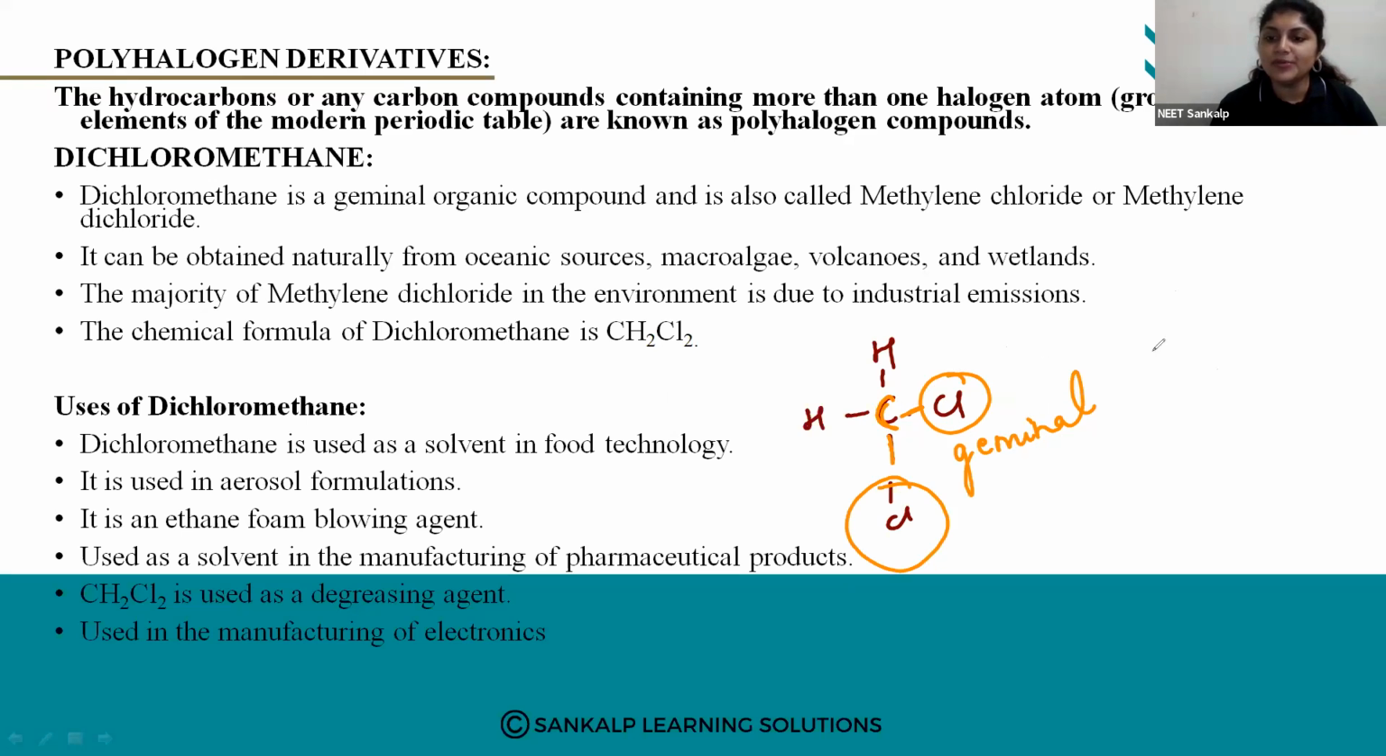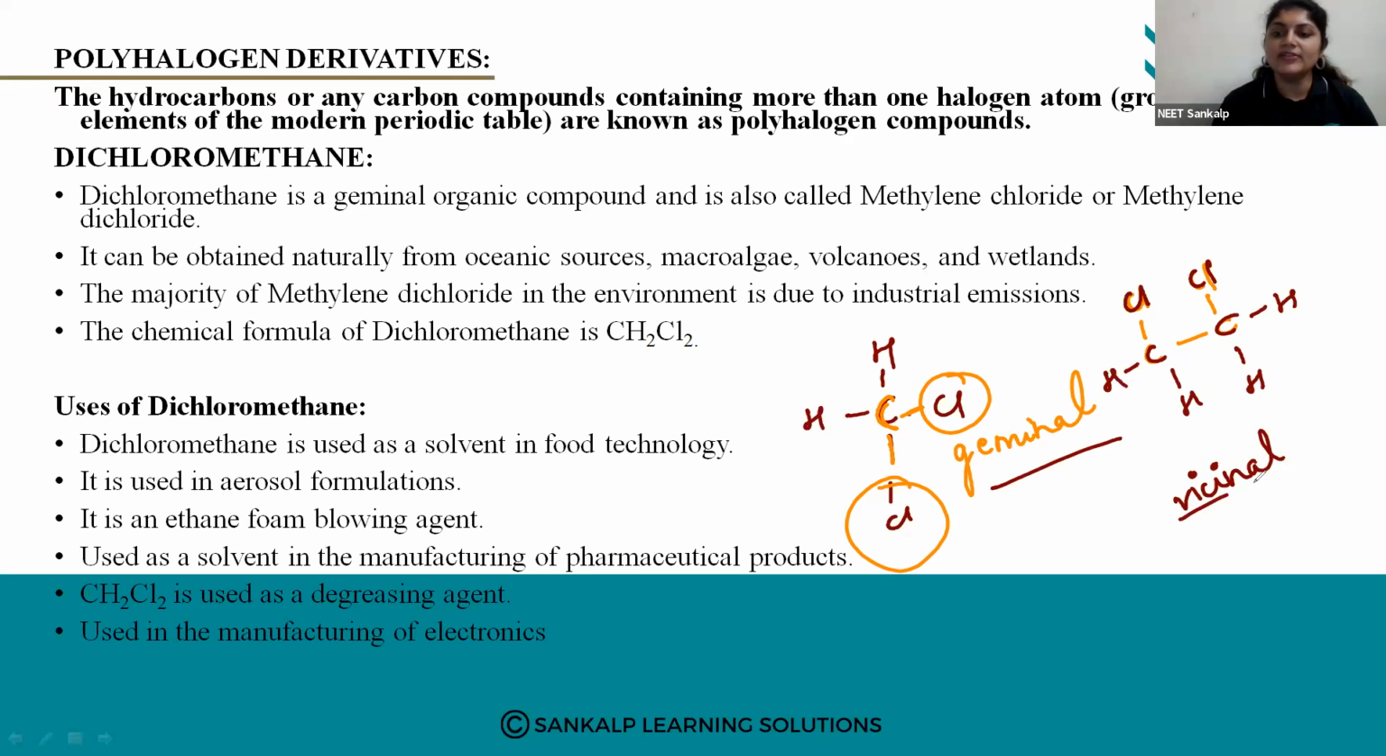Now, what do you mean by vicinal? It is vicinal when the chlorine atoms are attached to two different carbon atoms. So this is the meaning of geminal and vicinal. So dichloromethane is a geminal organic compound called methylene chloride or methylene dichloride.